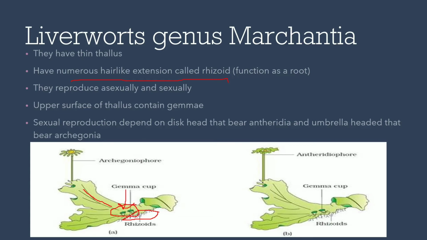Sexual reproduction depends on the disc-headed structures that bear antheridia and the umbrella-headed structures that contain archegonia. Following the fertilization, tiny sporophytes composed of a foot, a short stalk, and a capsule begin growing within the archegonia. Then, the wind will blow the spores that are produced within the capsules to another place. That's how they reproduce.